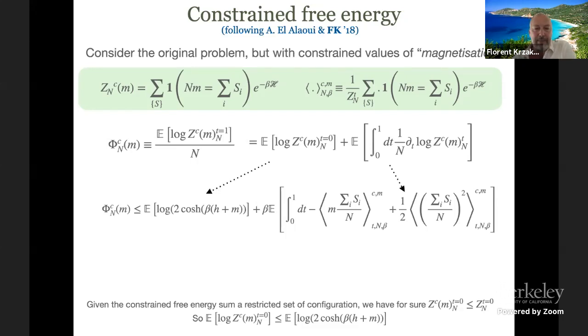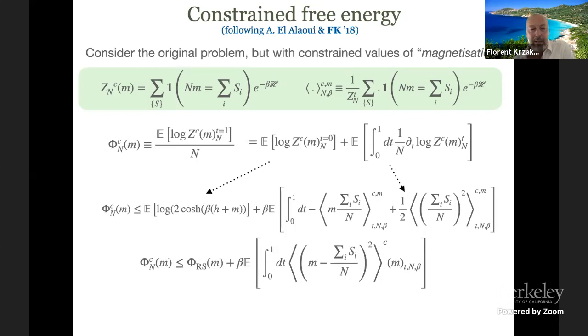Okay, next step, just to complete the square, and we have the same thing as before, except now we have a little equal here. But now this is where it's very interesting, because here we have this m minus the sum over i of s_i over n, but this average is considering only values when the sum of s_i over n is exactly equal to m. So this is going to 0.